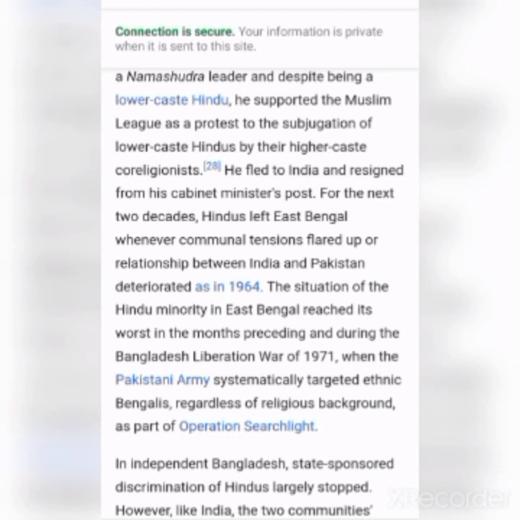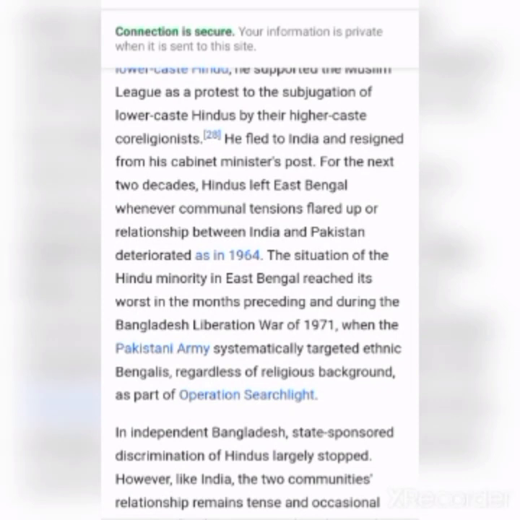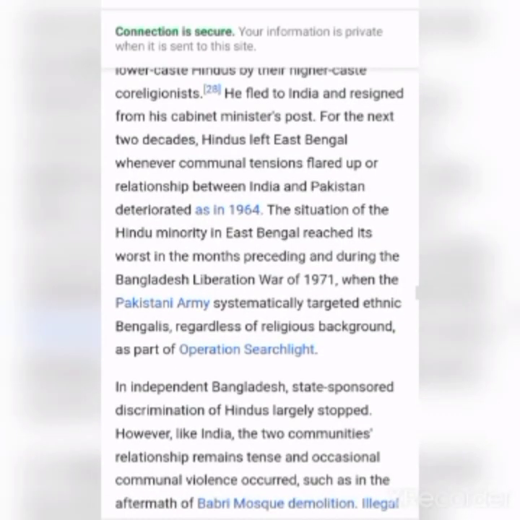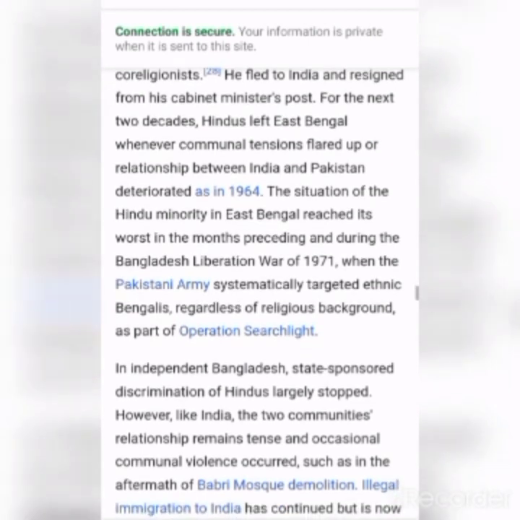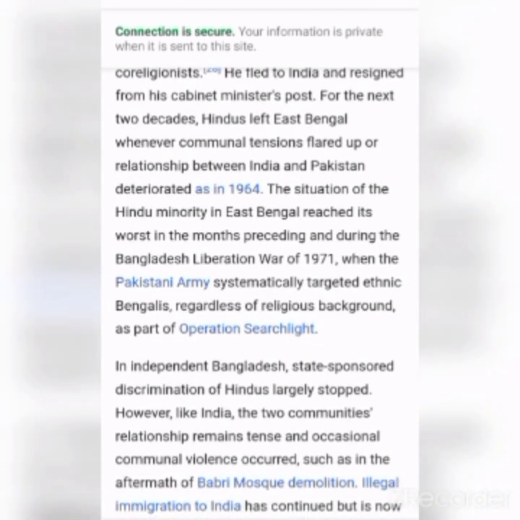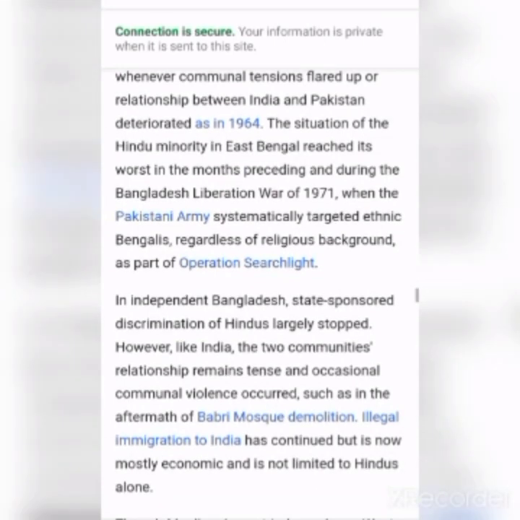The situation of the Hindu minority in East Bengal reached its worst in the months preceding and during the Bangladesh Liberation War of 1971, when the Pakistani army systematically targeted ethnic Bengalis regardless of religious background as part of Operation Searchlight.